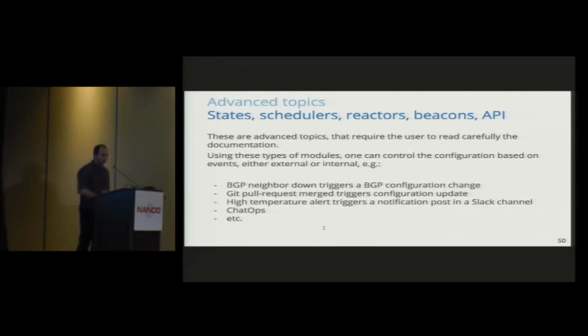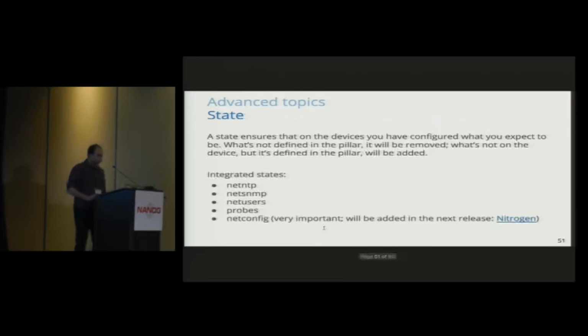We'll see earlier how to use the orchestration capabilities of Salt. For example, when a BGP neighbor goes down, it triggers a BGP configuration change. You don't need to go and manually type something, run this descriptor. When a git pull request is merged, it triggers a configuration update, for example, on all your routers. High temperature alerts, notifications in a Slack channel, chat ops, and many other examples.